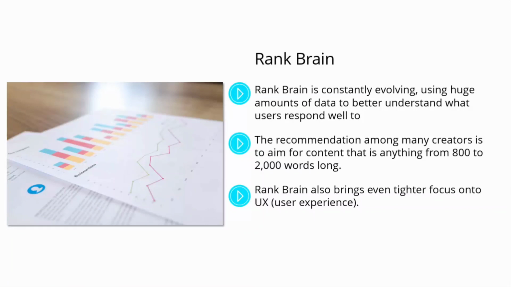RankBrain also brings even tighter focus onto UX, user experience. Using its machine learning chops, RankBrain can look around your site as though it were a real person, and it can decide what makes for a good experience and what makes for a bad one. So even if you have great content, RankBrain will penalize you if your site is poorly laid out, or if that content doesn't use a nice readable font with big headers.